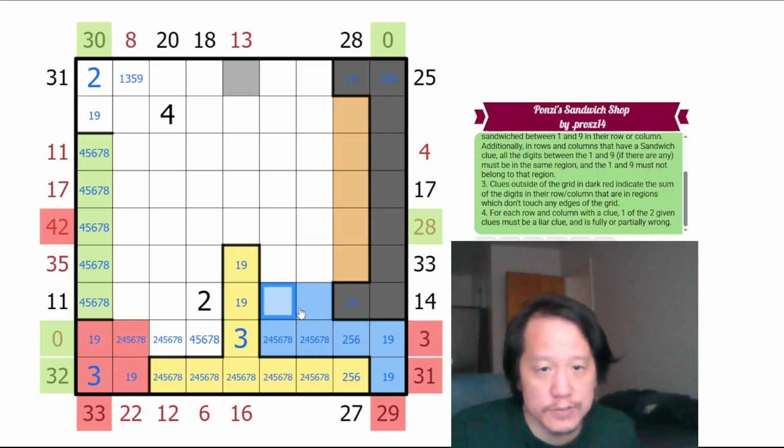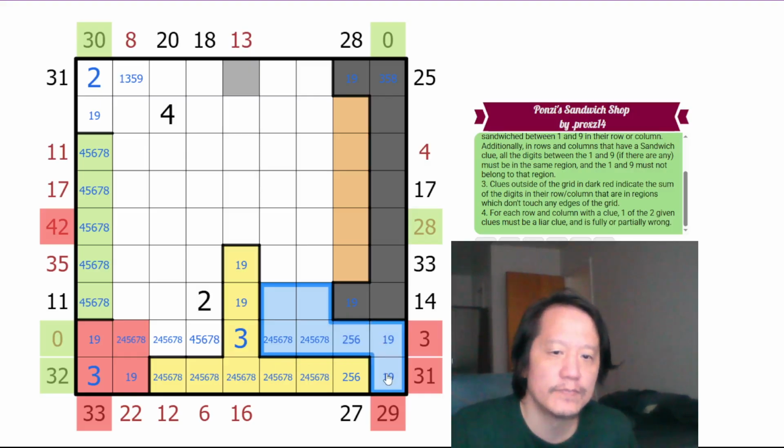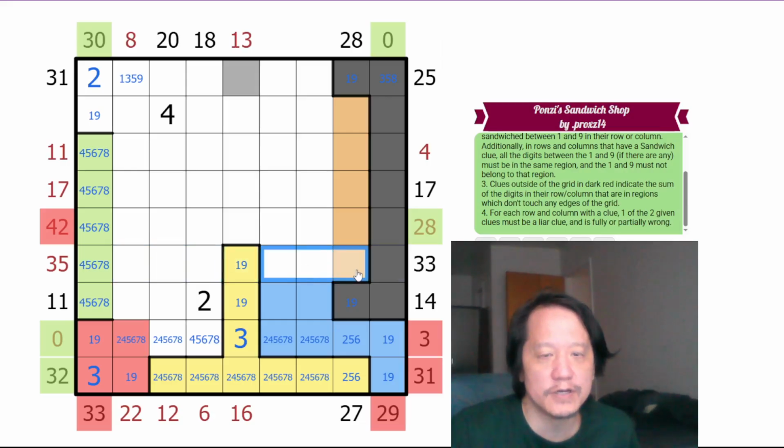So we have 1, 2, 3, 4, 5, 6, 7. So we have to go 2 more somewhere here. This is never going to add up to 33 on either side. So therefore, this must be false, which makes this a true statement.